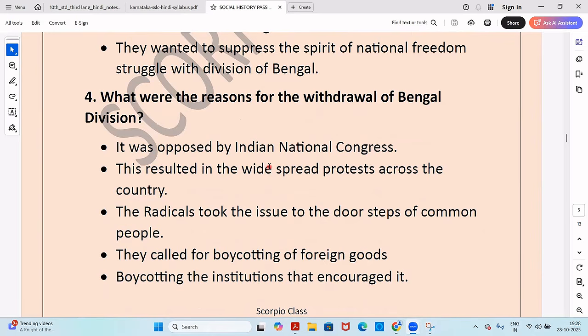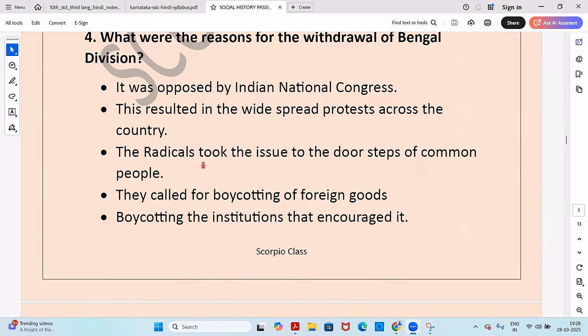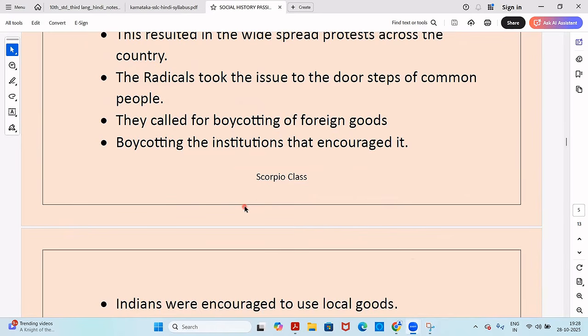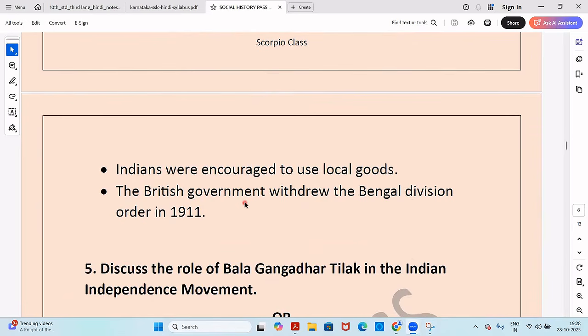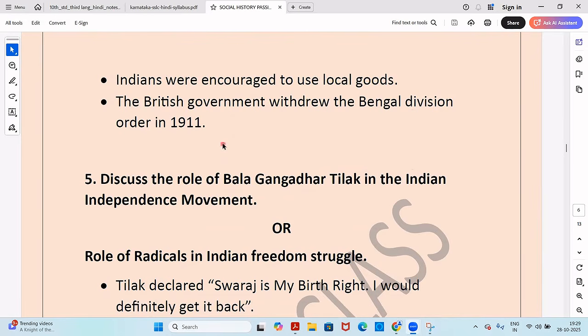Next, what were the reasons for the withdrawal of the Bengal division? Answer: it was opposed by the Indian National Congress. This resulted in widespread protest across the country. The radicals took the issue to the doorstep of common people. They called for boycotting of foreign goods and the institutions that encouraged them. Indians were encouraged to use local goods, and the British government withdrew the Bengal Division Order in 1911.